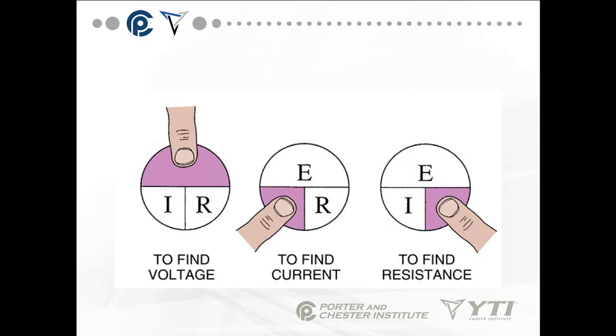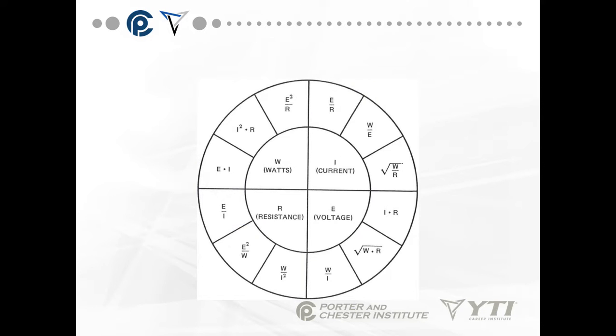The easiest way to deal with this is you map out a circle: E over I times R. To find voltage, cover the E, it's I times R, so current times resistance. To find current, cover the I, it's E divided by R, which is voltage divided by resistance. To find resistance, cover the R, and that leaves you with E over I, or voltage divided by current. There are additional tables in your course materials. You can find all sorts of different formulas and different ways to calculate Ohm's law.